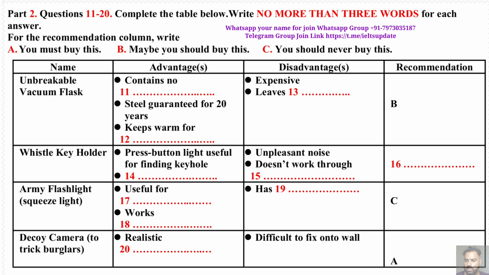Moving on to a natty little device, the whistle key holder. Basically, this is where you whistle, and the key holder gives off a high-pitched noise and flashes light, so you can find it. One advantage of this model is that it also has a small light. You press the button, and this means you can find keyholes easily. I also felt the small size was a real advantage. Now, on the weaker side, I did find the noise unpleasant, which I'm sure the designers could have done something about. And I found that it didn't work through metal, so it's mainly useful finding in coat pockets, cushions, etc. But taken as a whole, I thought it was a masterpiece of design and would highly recommend it.